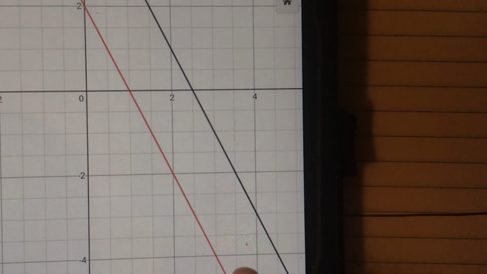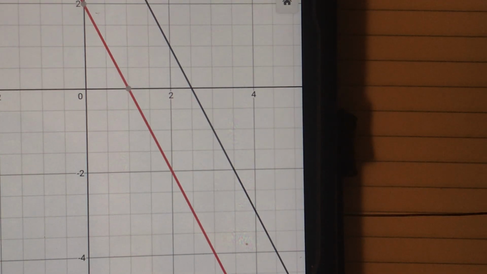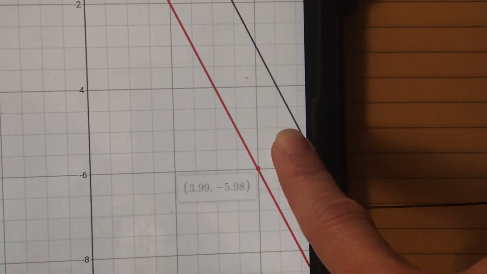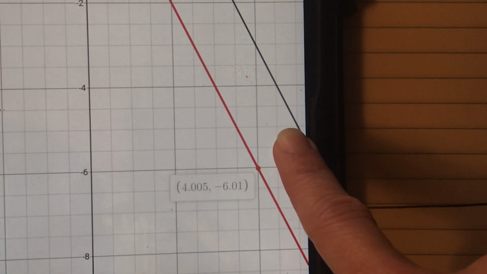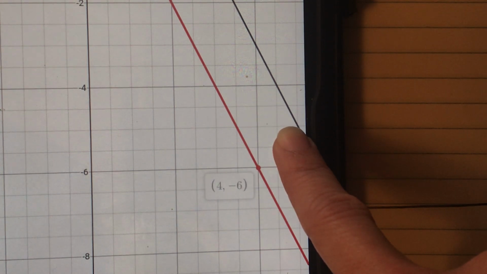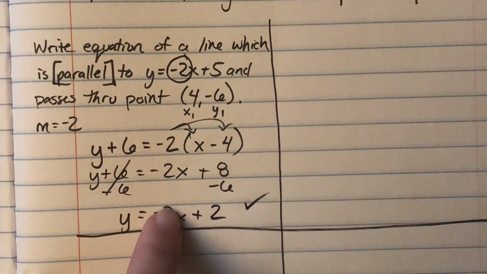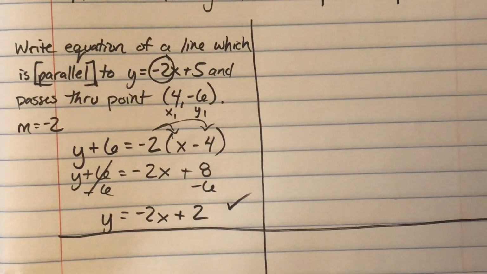So can I find 4 over 4? Is it down -6? And look there. It is exactly running through the point (4, -6). Oops, you can't see that. Oh, yeah, right there it is. (4, -6). So it does go through that point, and it is parallel because it has the same slope. And so I have now found a parallel line to my original line that goes through this point.